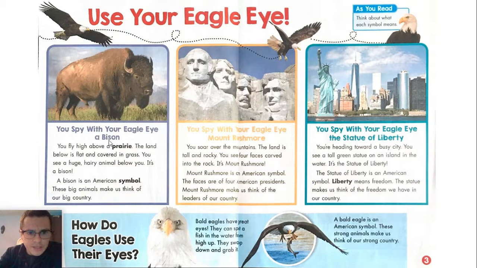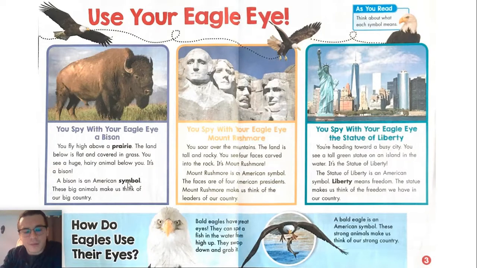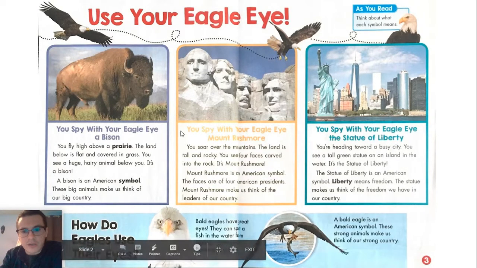You spy with your eagle eye a bison. You fly high above a prairie. The land below is flat and covered in grass. You see a huge hairy animal below you. It's a bison. A bison is an American symbol. These big animals make us think of our big country. So this bison is a symbol. Let's see if we can find that word symbol in these other three areas as well.